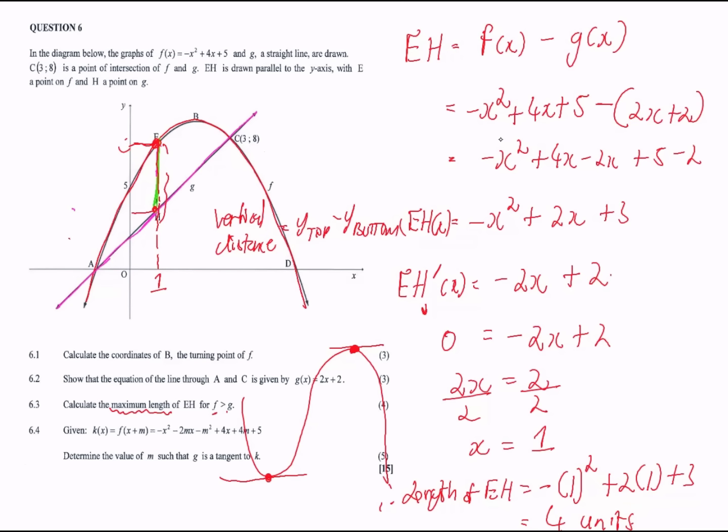So it would be a mark for having to find the difference there, right? And then being able to say that f of x minus g of x represents EH, then after you have found that standard form equation, it's another mark. And then finding your x value, it's a mark. Then finding the length, it's also another mark. So 4 marks like that.